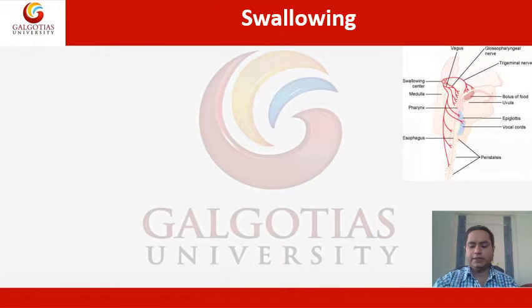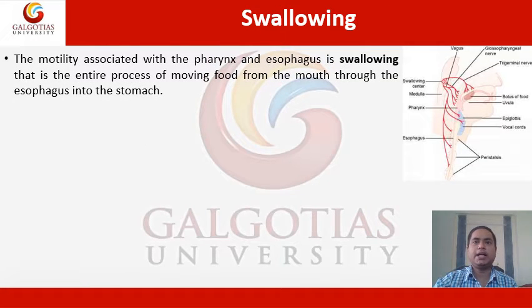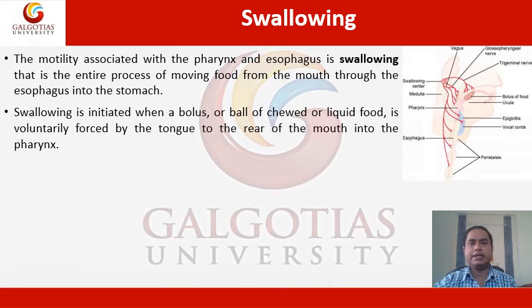The motility associated with the pharynx and the esophagus is swallowing. That is the entire process of moving food from the mouth through the esophagus into the stomach. Swallowing is initiated when a bolus, or ball of chewed or liquid food, is voluntarily forced by the tongue to the rear of the mouth into the pharynx.